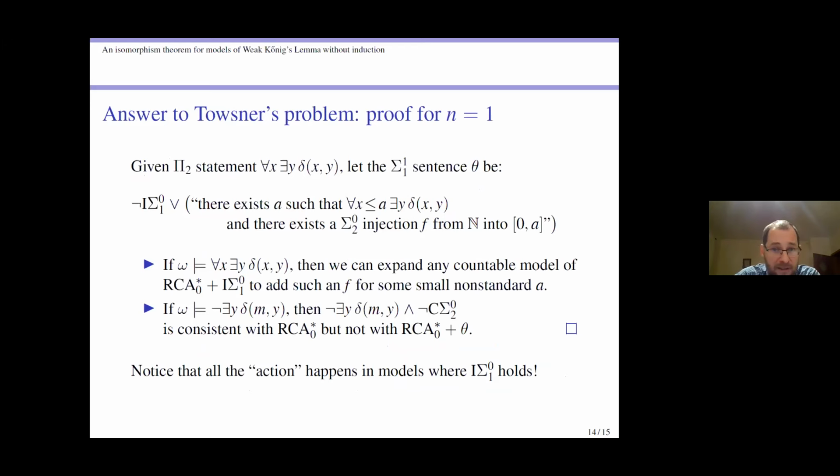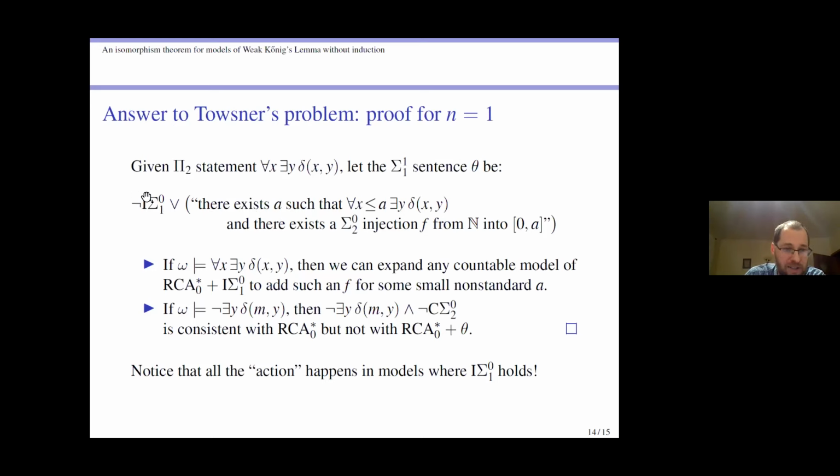You can write down a sentence. This is sketched for n equals 1 here. Basically, given a pi2 statement, you can write down a sigma 1 sentence that will be conservative over collection if and only if the pi2 statement was true in the standard natural numbers. But this sigma 1 sentence, I won't get into the details, it's a disjunction, and the first disjunct says not induction. So models of collection, not induction, don't really do any work here.